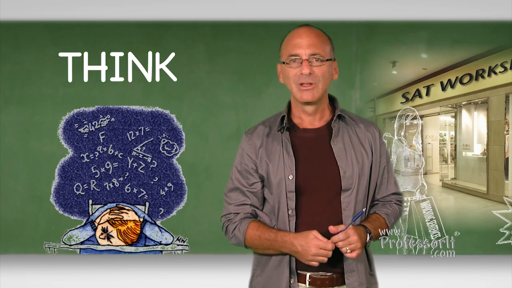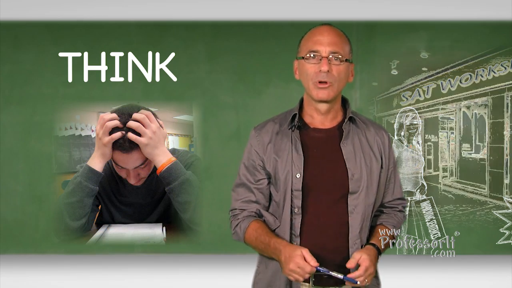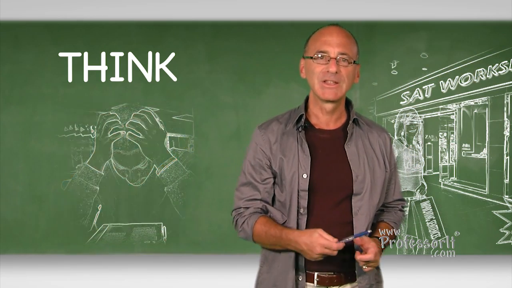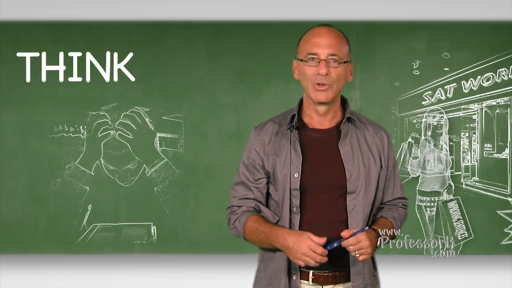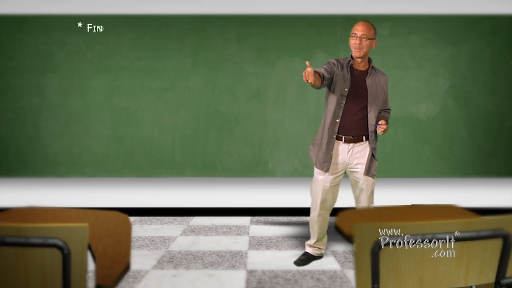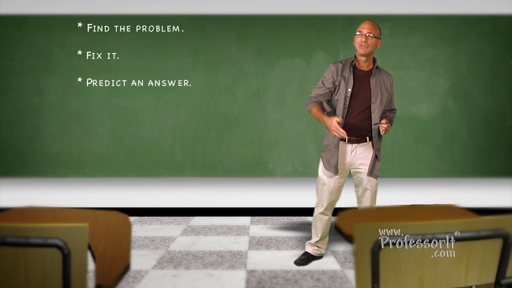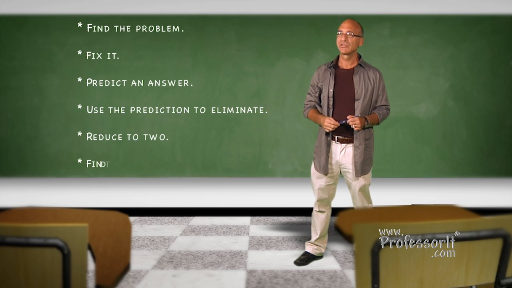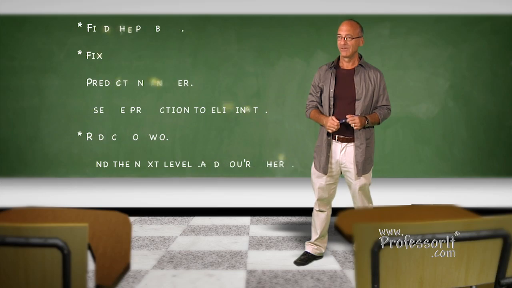Now, on the SAT, you should always think through the problem, then use your analysis to eliminate answers that don't make sense. Whether you do that in your real life, I don't know. It's not my business. Remember, find the problem, fix it. Predict an answer, use a prediction to eliminate, reduce to 2, find the next level, and you're there.